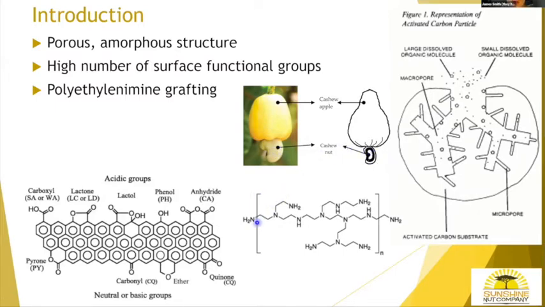And one more thing I'd like to mention is polyethylenimine. It's a cationic polymer, meaning it has a positive charge, and it has been shown in literature that adding it onto activated carbons can increase their removal efficiency. So we tried that here as well.